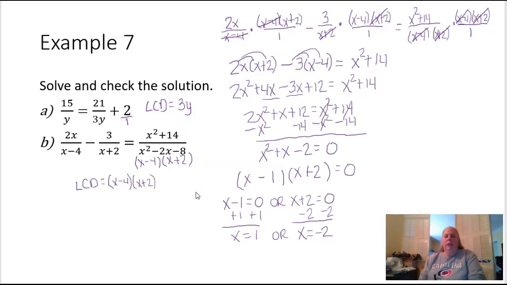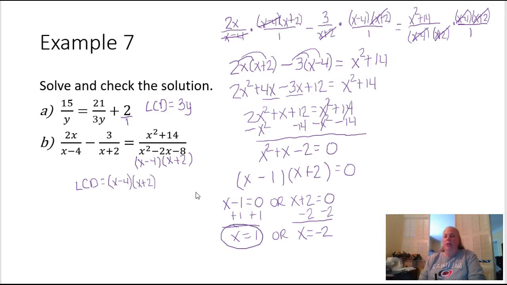So let's see. Let's try the 1. 1 minus 4 is negative 3, we're okay. 1 plus 2, positive 3, we're okay. Alright, 1 squared is 1, minus 2 times 1, so 1 minus 2, that's negative 1, negative 1 minus 8, negative 7, we're okay. So 1 is going to be a solution to my equation.